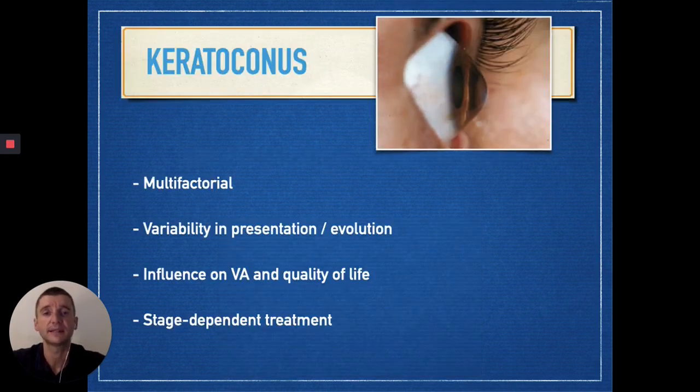But before we go ahead and talk about the surgery planning, it's important to establish some information about keratoconus. It is a multifactorial disease, and its variability in presentation and evolution is huge. Its influence on visual acuity and on the patient's quality of life is a very important thing. And it is indeed a stage-dependent treatment disease. So we have to carefully choose each treatment for our specific patient.